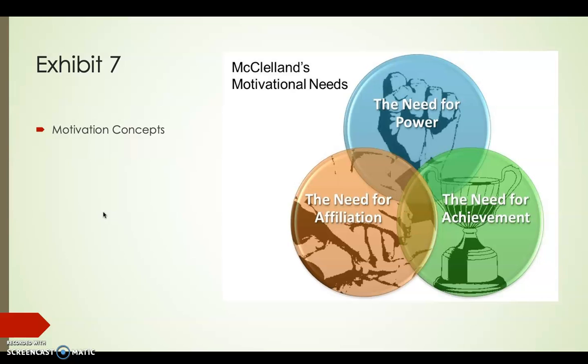Now we're going to move on to Exhibit 7, motivation concepts. What is motivation? Motivations are actions that drive a person to achieve their ending goal. In this exhibit, we need to look at McClelland's theory of motivational needs. And in this, he says we have 3. We have the need for power, the need to make others behave in a way they would not have behaved otherwise. So this is kind of like a leadership role. We have the need for achievement, the drive to excel and to accomplish something. And then we have the need for affiliation, the desire for friends, family, and close interpersonal relationships.